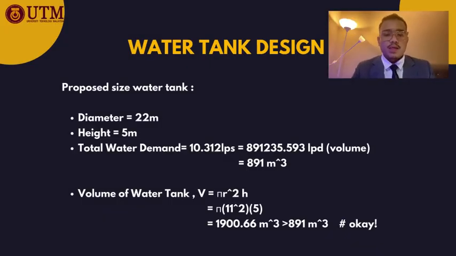Here is the proposed size of the water tank. The diameter that we propose is 22 meter and the height is 5 meter. The total water demand in this project is 10.312 liter per second. Then we convert to liter per day, and we get 891,235, and then we convert to meter cube, and we get 891 meter cube. The volume of this water tank is 1,900 meter cube, which is greater than the total water demand of 891 meter cube. So the proposed size of the water tank is accepted.